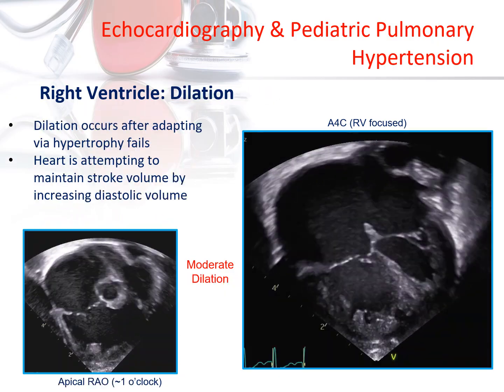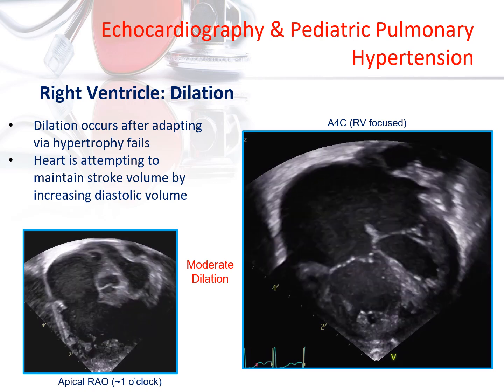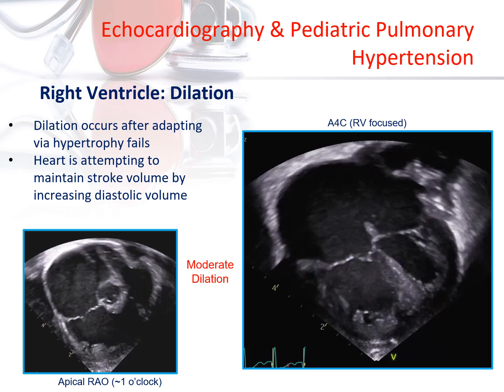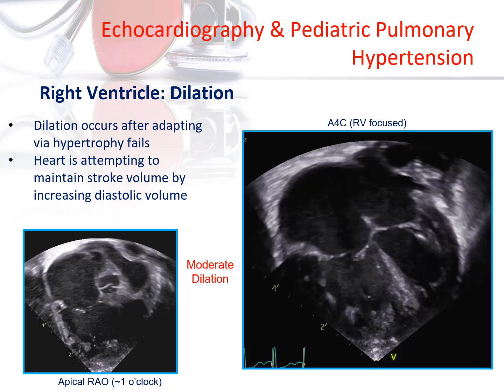Right ventricular dilation. Dilation occurs after adapting via hypertrophy fails. What's happening here is the heart is attempting to maintain stroke volume by increasing the diastolic volume. And here's a couple examples of moderate dilation.